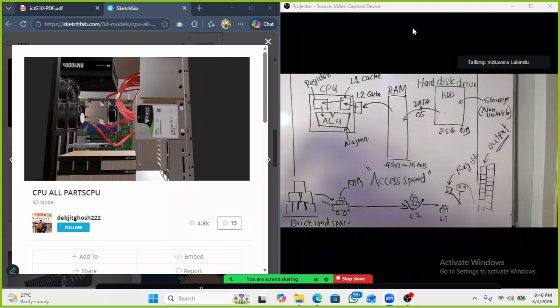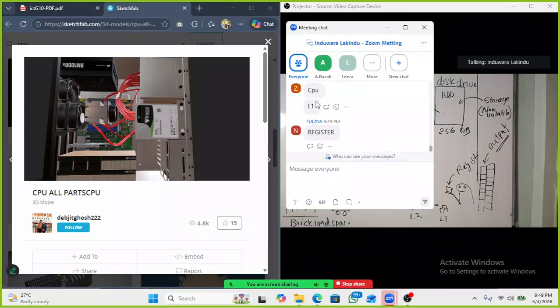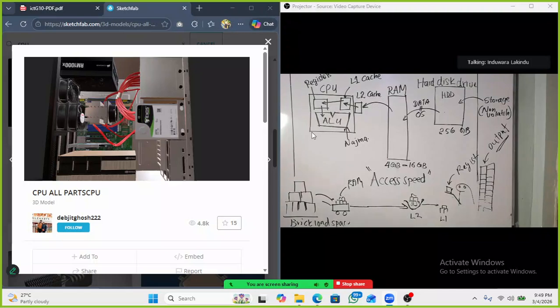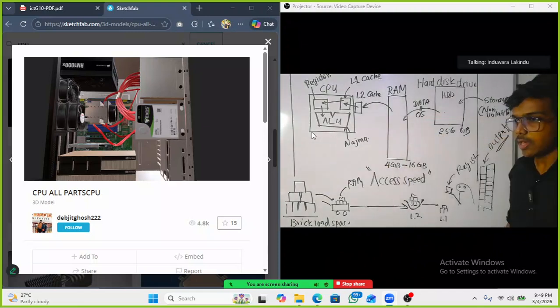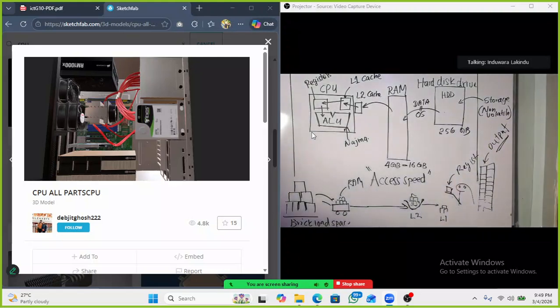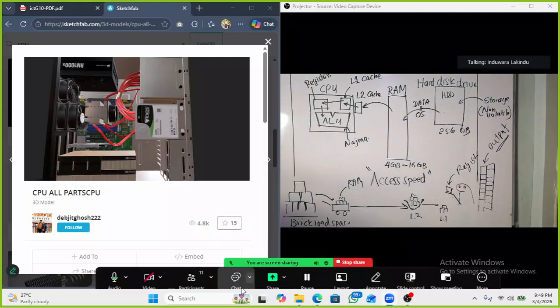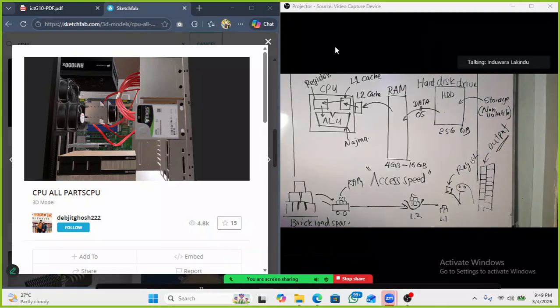Quickly tell me. Okay. Register. Very good. Register has the highest access speed. Others, correct me? Others tell me, someone tell me, be quick. Which one has the lowest access speed? According to this diagram. Which one has the lowest access speed? Hard disk, HDD, correct. And now you are having the idea.